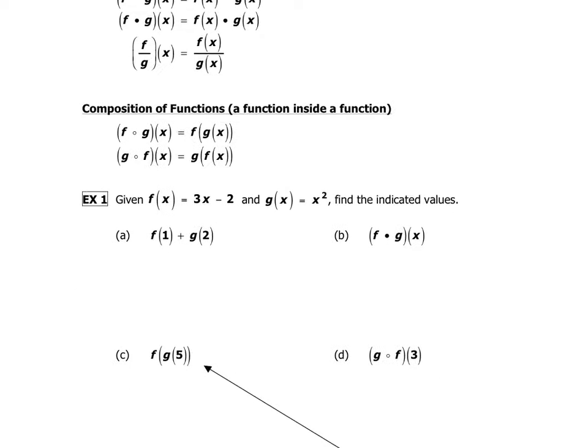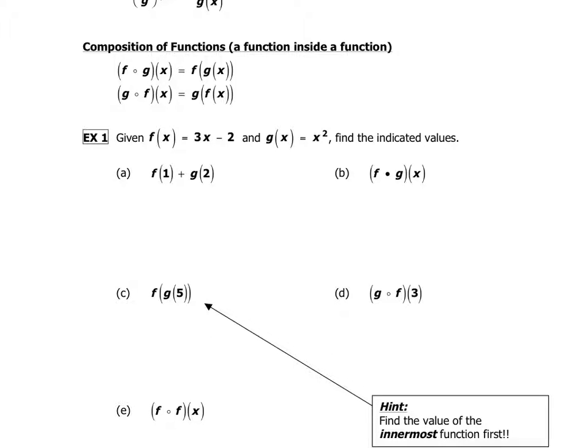If we go down here to the bottom of the page in our notes, we've got our first example, f of 1 plus g of 2. This is as easy as finding f of 1, which we learned last week, and we're going to add it to g of 2. So first of all, let's find f of 1. We put 1 in place of x in the f function. So 3 times 1 minus 2 equals 1.